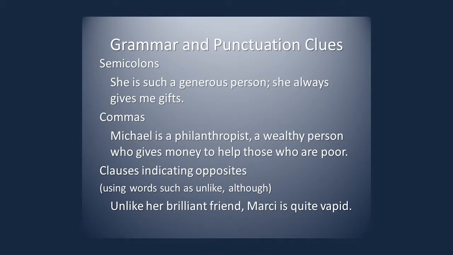In addition, some clauses that use words such as unlike or although indicate opposite meaning in the next clause. For example, unlike her brilliant friend, Marcia is quite vapid. The unlike in the first clause signals a contrast or an opposite in the following clause, so we can determine that brilliant and vapid have opposite meanings.